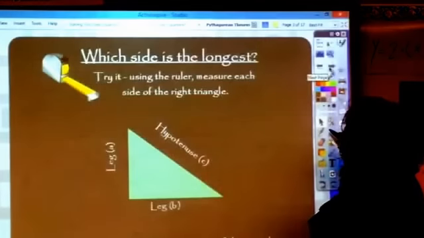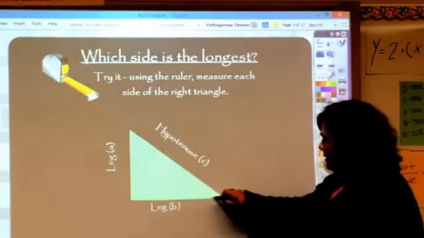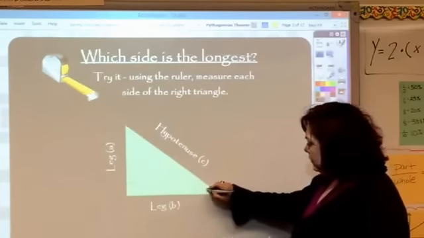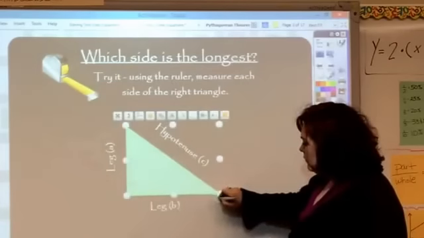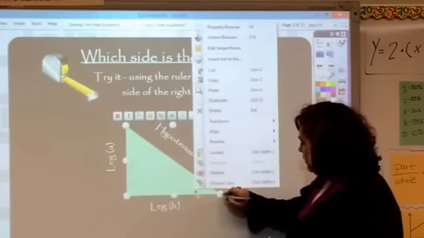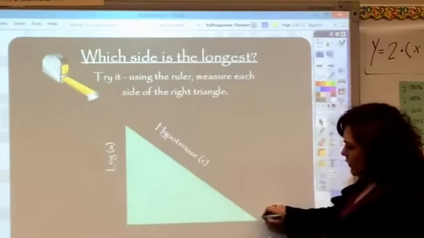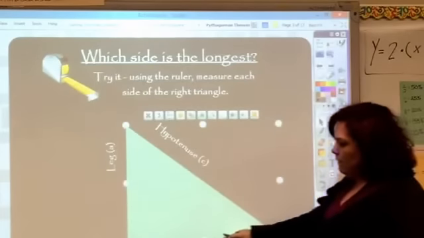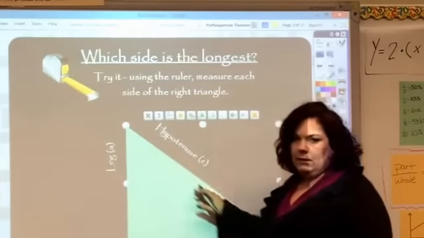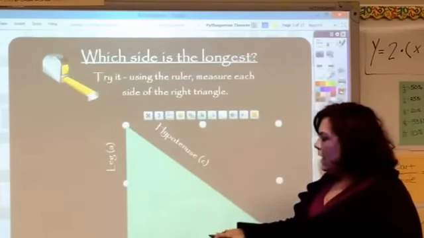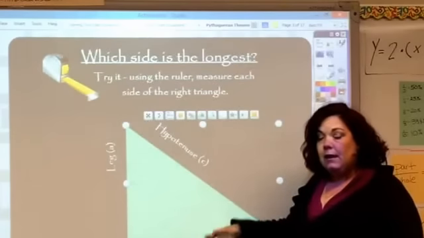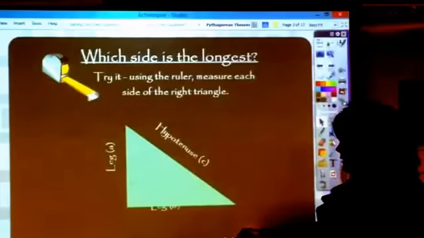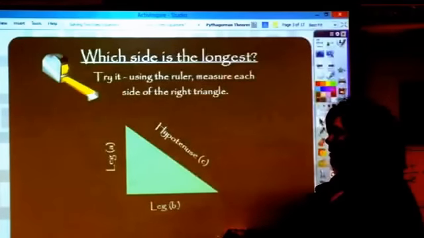Now, the interesting thing is that when you have this and you start dragging it, this side is getting bigger and this side is getting bigger. Will either side ever get bigger than the hypotenuse? And he found that it would not. It would never grow bigger than the hypotenuse.